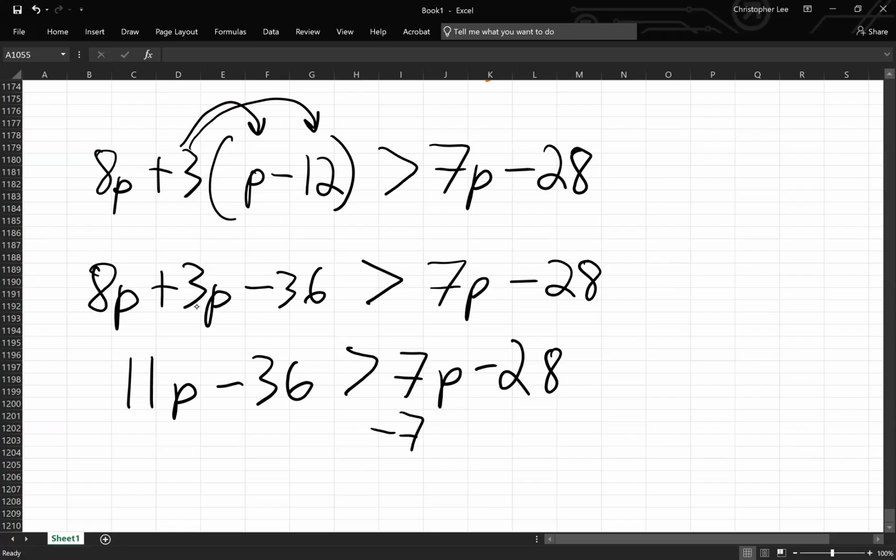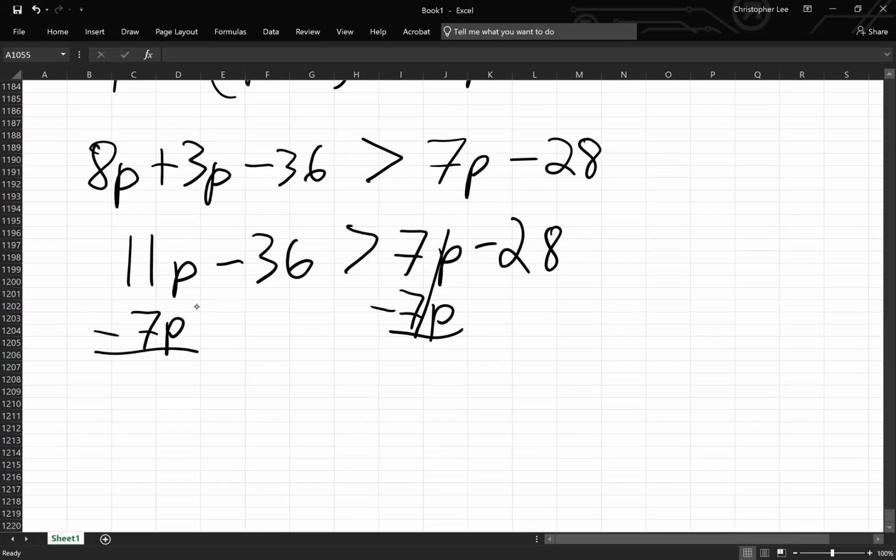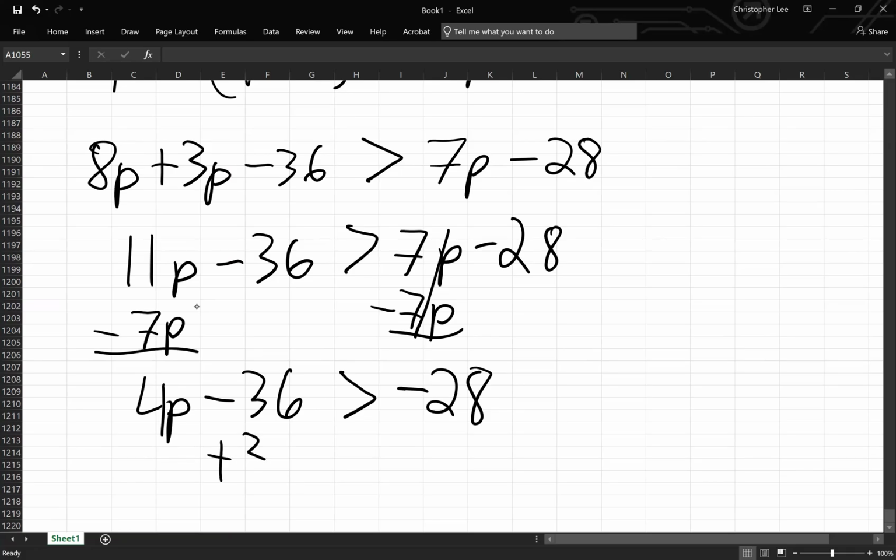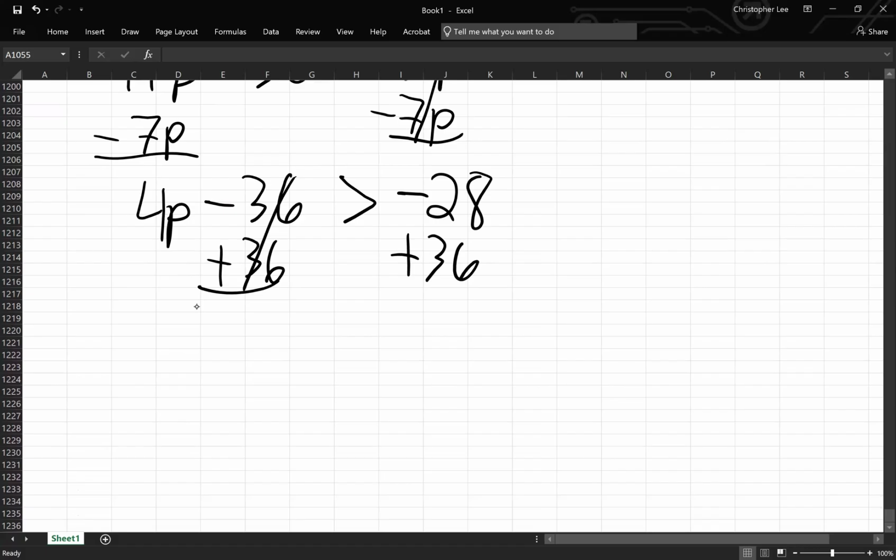Good. I'm going to subtract 7P from over here. What I do to one side, I have to do to the other. So now what do I have? I have 4P minus 36 is greater than negative 28. What should I do after that? Perfect. Let's add 36 to the other side. What I do to one side, I have to do to the other. So now, what do I have? I have 4P is greater than, what's that? Like 8, maybe, something like that.